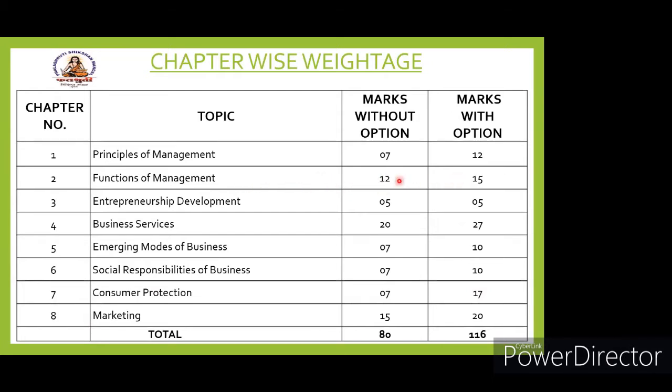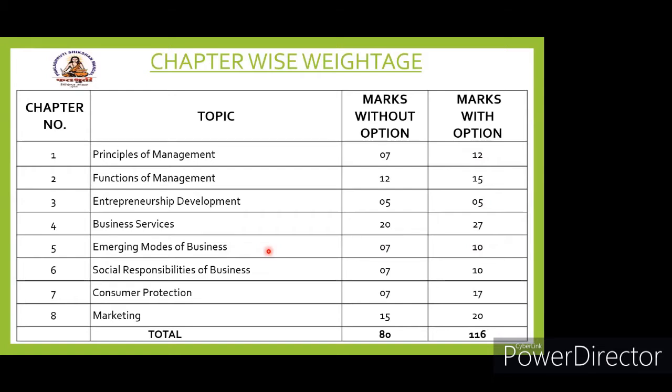Now, moving on to the fourth important chapter, functions of management, which is for 15 marks. I'll speak about this chapter when I talk about the types of answers that you have to write. Then comes my next chapter in importance, which is principles of management. A lovely chapter, simple and easy to understand as compared to functions. So this is again an important topic. If you look at chapter number 5, emerging modes of business, and social responsibilities, both have similar weightage. In fact, they both have exactly the same weightage.